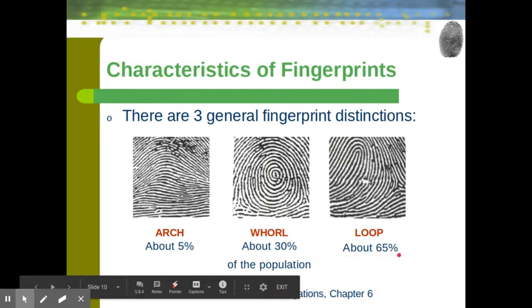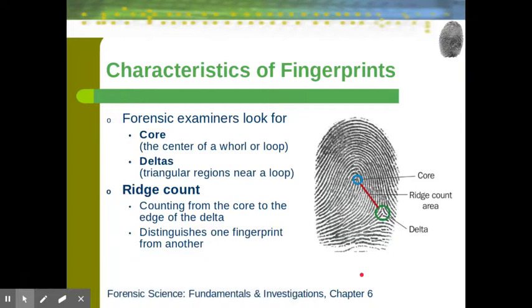Most of us are going to have a loop. So we're going to look at your fingerprints too. You can look at yours at home. You may not have a magnifying glass. We will look at them in more detail when you come back.